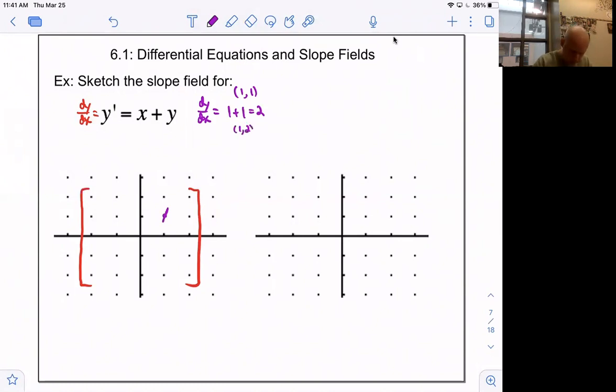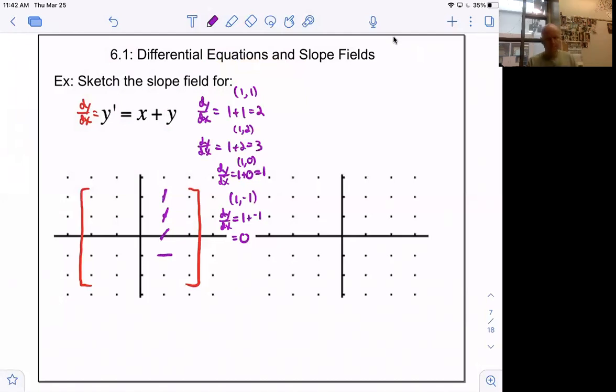Next, I'm going to pick (1, 2). My dy/dx would be 1 plus 2, which is 3. So this slope up here would be steeper. If I go down to (1, 0), my dy/dx would be 1 plus 0, which is 1. So that'd be a slope of 1. And if I pick the point (1, -1), I'd have 1 plus -1, and that would make a slope of 0. So this point down here would have a slope of 0.